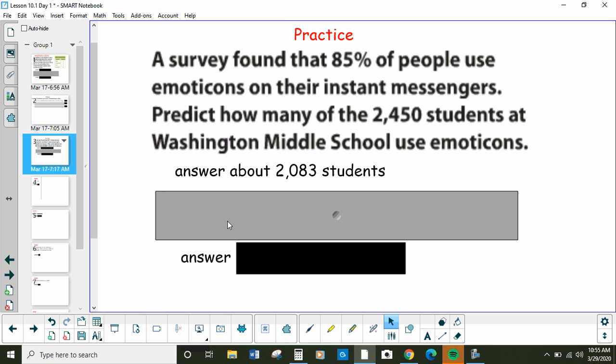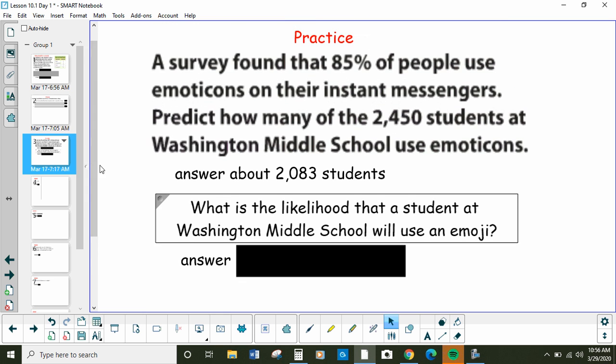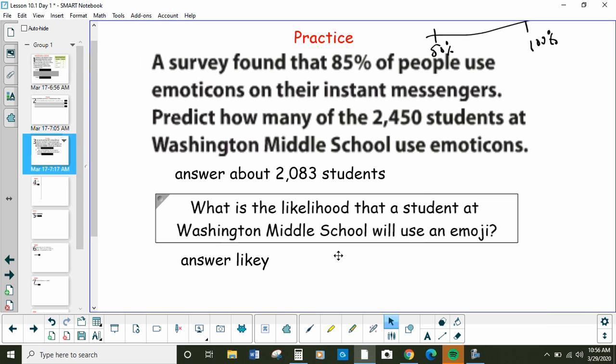If you've gotten it correct, move on to the next problem. What's the likelihood? Well, 85% is between 50% and 100%, right? 50% over here is as likely as not. 100% over here is certain. In between is likely. That's our likelihood of that happening.